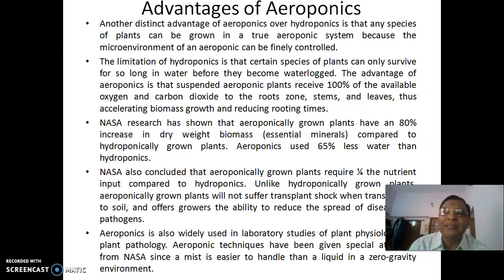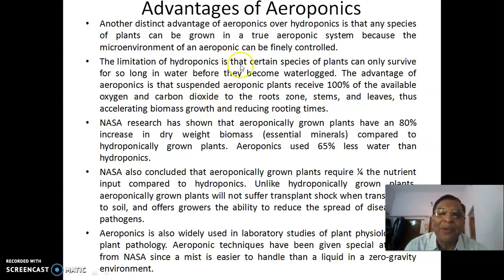Another distinct advantage of aeroponics over hydroponics is that any species of plants can be grown in a true aeroponic system, because the microenvironment of aeroponics can be finely controlled. That's what I was telling. Even in the case of hydroponics, a completely controlled environment is not that possible, because either static water storage or running water storage is there. Therefore, in aeroponics, it is a completely controlled environment. There are advantages with that.